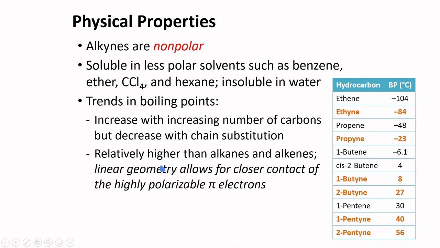Alkynes have relatively higher boiling points than the corresponding alkanes and alkenes. Propyne has higher boiling point than propene, as you will see as well for butyne compared to butene. Pentyne here has higher boiling point than pentene. This stems from the linear geometry of the alkyne. The linear geometry allows for closer contact of the highly polarizable pi electrons of the triple bond. Those contacts increase the attraction by London dispersion forces.